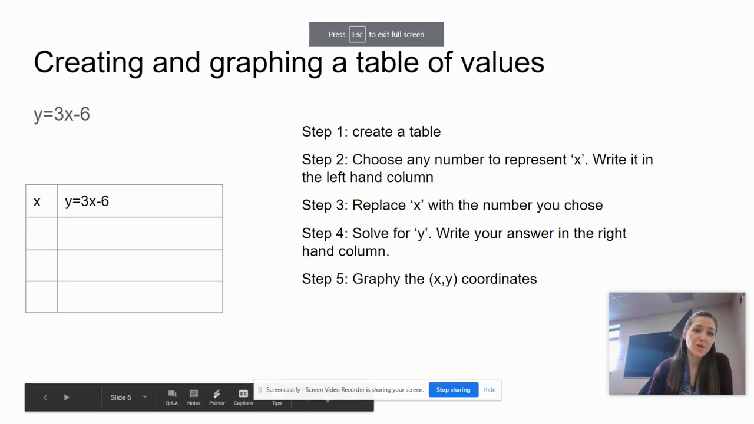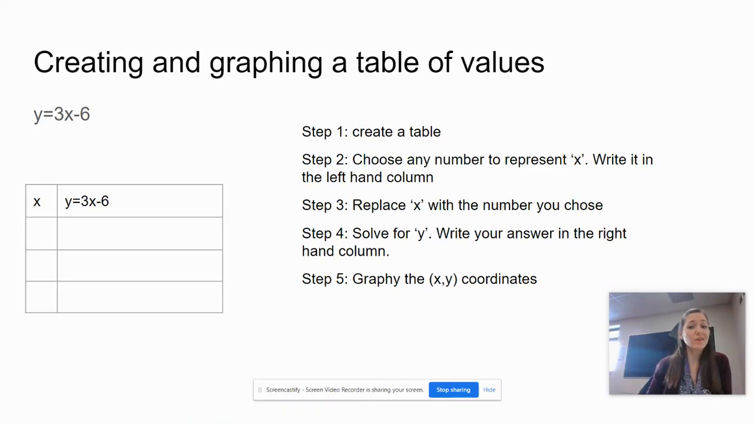Hey guys, in this video, I'm going to show you how to create and graph a table of values. In your assignment, that Google Doc, question 9 and 10, you're going to be creating a table of values. You will not be required to graph that table of values, mainly because I couldn't figure out how to get that to happen easily for you guys in the Google Docs. So I figured we'll skip having you guys graph that table of values to make it easier for everyone.